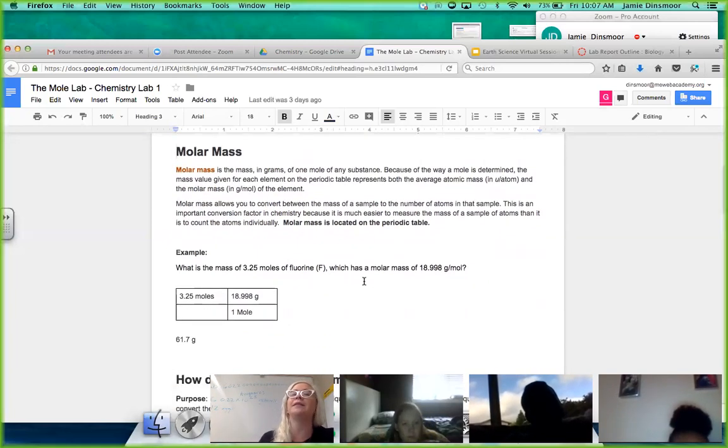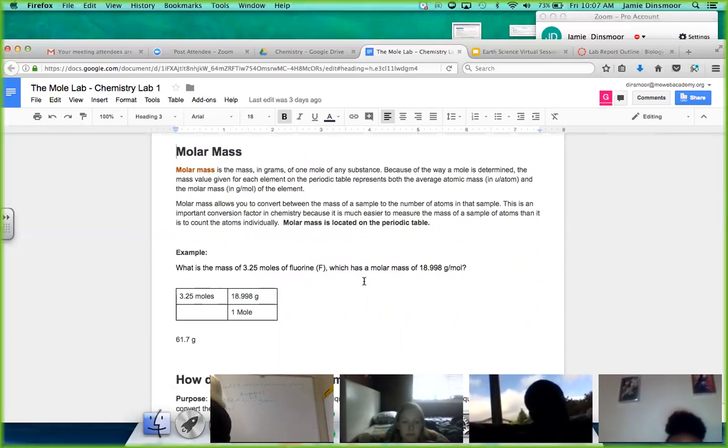So the molar mass of something, right, is 1 mole of any substance. So we have our molar mass, which is equal to 1 mole. And conveniently for us, the molar mass is also equal to the mass on the periodic table.